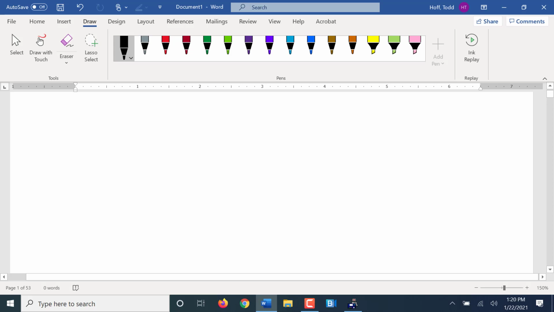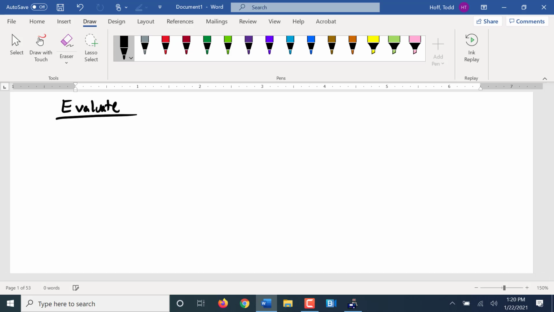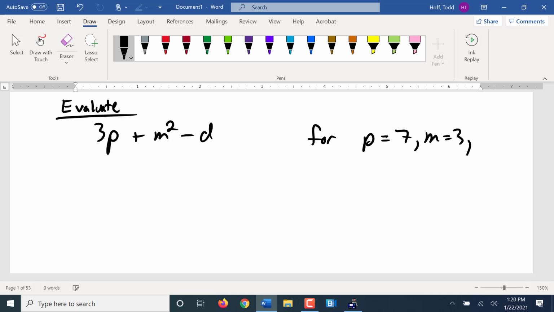We're looking at evaluating expressions. I might ask you to evaluate 3p plus m squared minus d for p equals 7, m equals 3, and d equals 11. How do we do that? What do we do first?